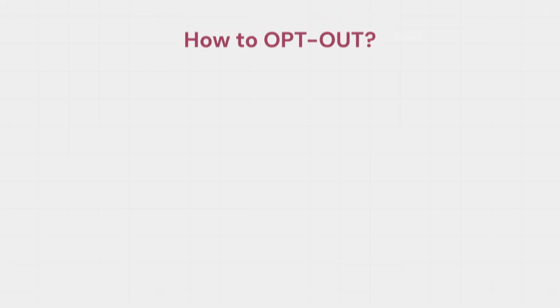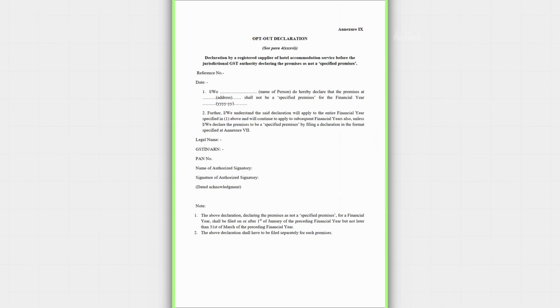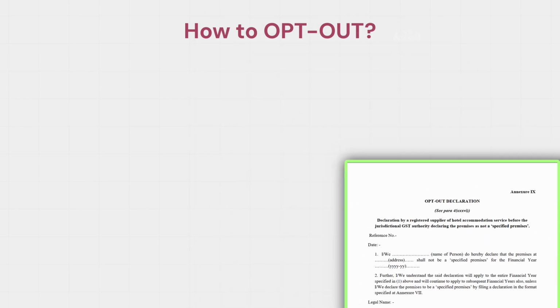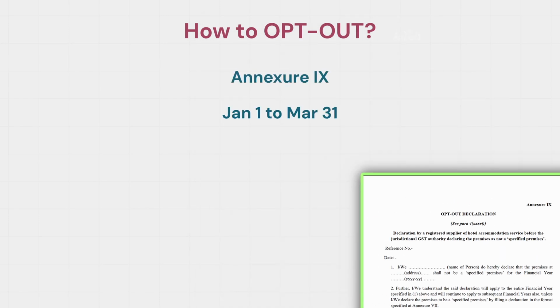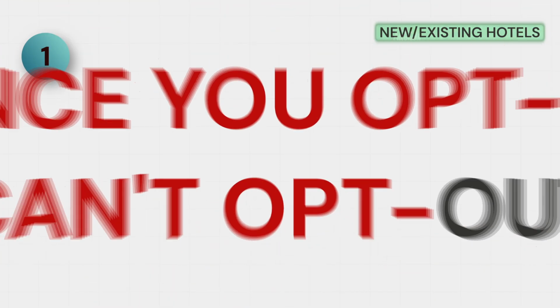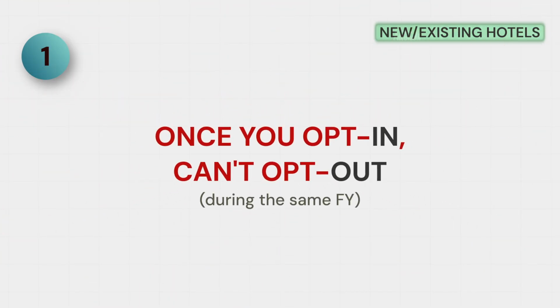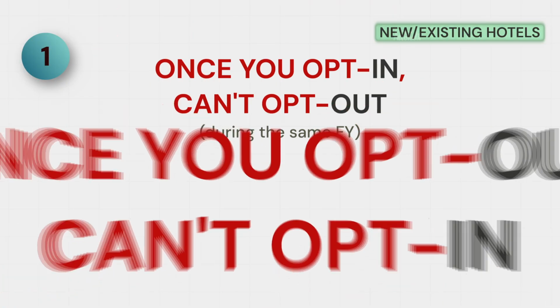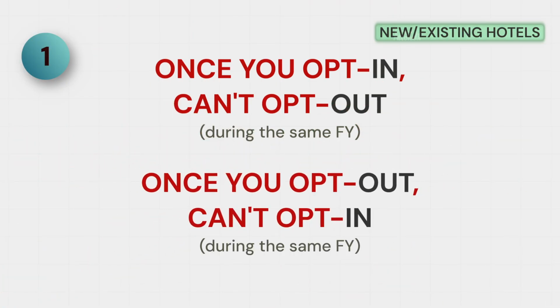Now, how to opt out? This is very similar to opt-in, but to opt out, you'll have to file declaration in Annexure 9, and this has to be filed between 1st Jan and 31st March of the preceding financial year. For instance, to opt out for FY28, you need to file Annexure 9 between 1st Jan and 31st March 2027. Whenever you opt in or opt out, you need to remember two key things. One, whether you are a new or an existing hotel, once you opt in, you can't opt out during the same financial year. Similarly, once you opt out, you can't opt in during the same financial year.